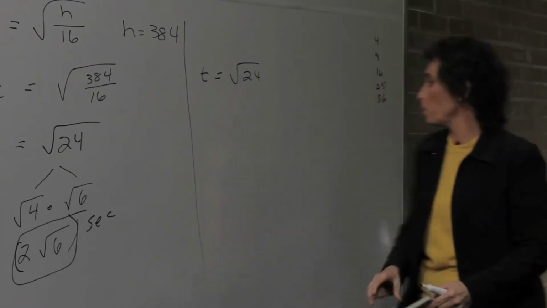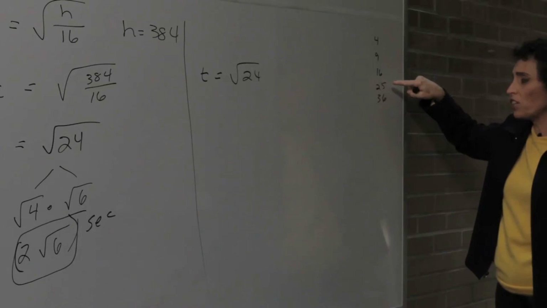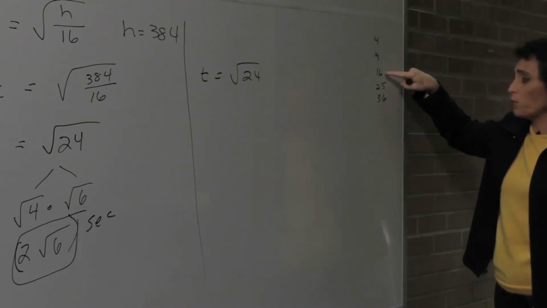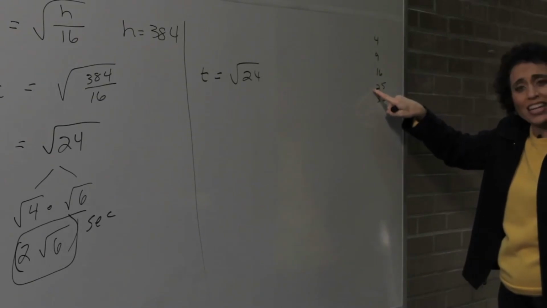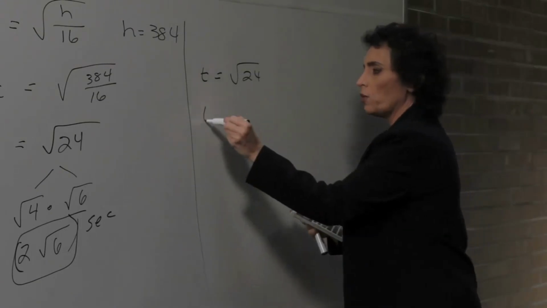Let's think about this for a minute. Square root of 24 is between the square root of 16 and the square root of 25, but closer to 25. So I'm thinking that we know it's between 4 and 5. I'm thinking it's really close to 5, 4.9 or something. Okay, so here we go, nearest tenth.